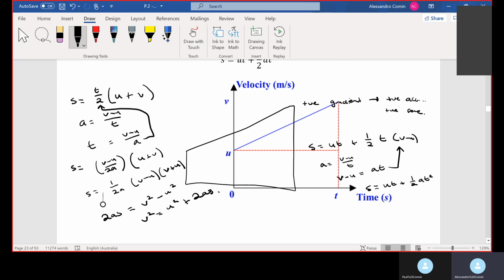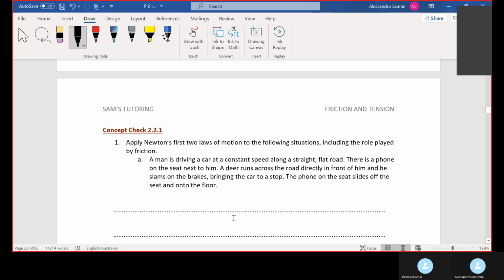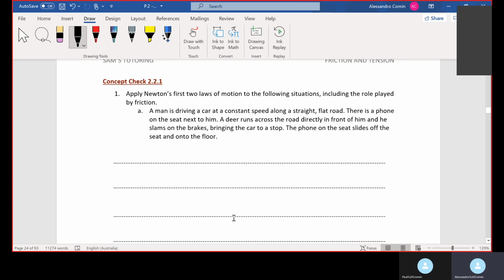If you have any questions about this, by all means, please ask me in class. Okay, so we have another concept check. I'll pause for 30 seconds, and then I'm going to resume the booklet.